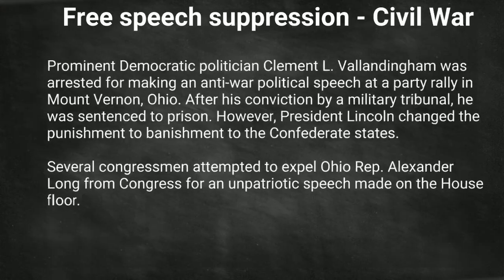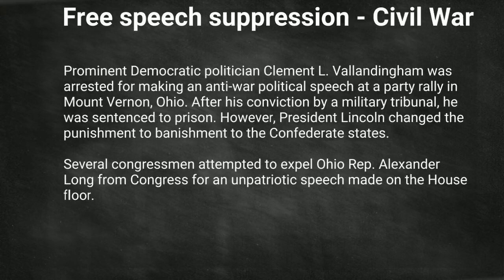Prominent Democratic politician Clement L. Vallandigham was arrested for making an anti-war political speech at a party rally in Mount Vernon, Ohio. After his conviction by a military tribunal, he was sentenced to prison. However, President Lincoln changed the punishment to banishment to the Confederate States. Several congressmen attempted to expel Ohio Representative Alexander Long from Congress for an unpatriotic speech made on the House floor.